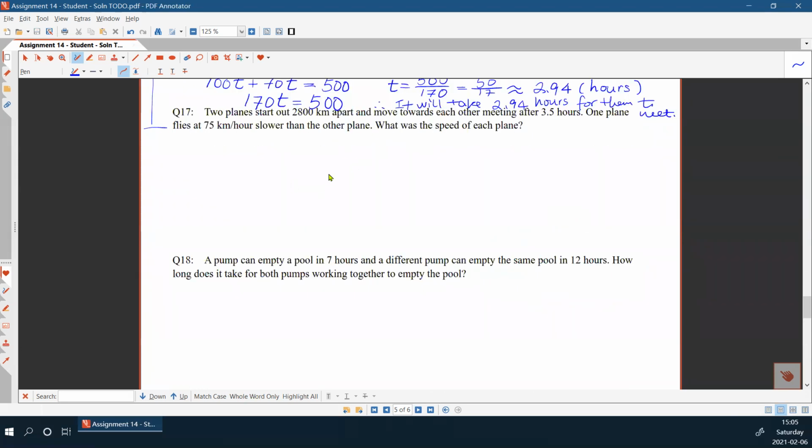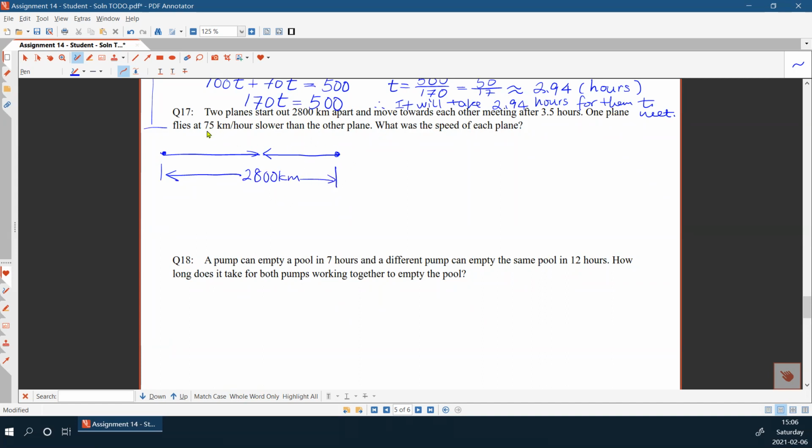Question 17. Actually, the methods are the same, right? It says two planes start out 2,800 kilometers apart and move towards each other. Okay, so you have a plane here, moving in one direction, and another plane here, moving in the opposite direction. And they are 2,800 kilometers apart, right? This is our initial setting.